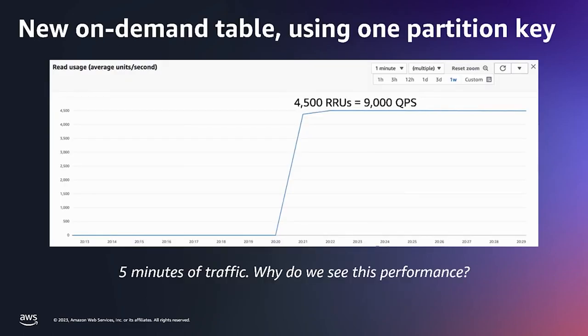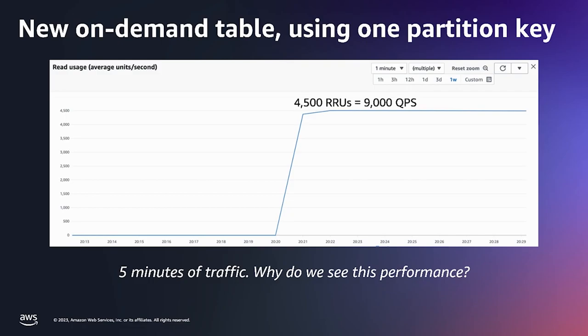What? I get 9,000? Boy, all of you underbid. 9,000. That was a surprising number. What's going on? I'm getting 4,500 read request units. Basically, I'm in on-demand here. 9,000 queries per second. This is over 5 minutes. Why do I see that?